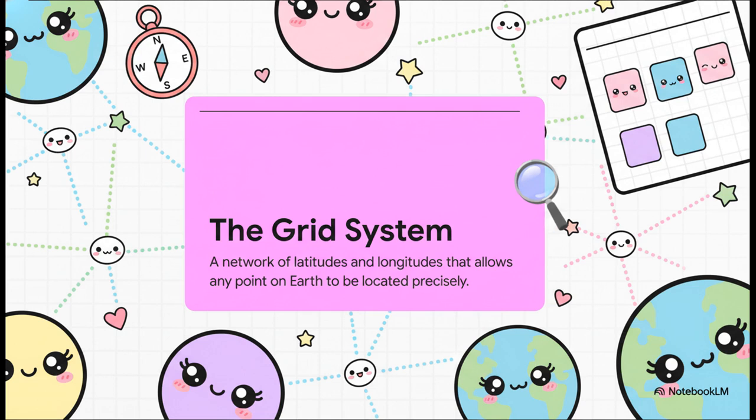And it works just like the graph paper you used in math class. Every single point where a latitude line crosses a longitude line marks one and only one exact spot on the surface of the Earth. And just like that, problem solved.